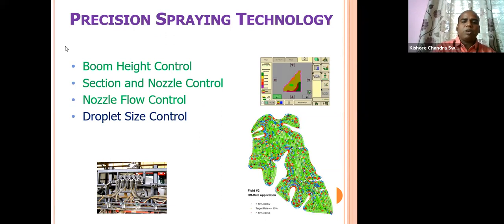In precision spraying technology, as I discussed earlier, in the areas where we have crop, we should spray less. In the areas infected with pests, we should use more spray. We have variable rates depending on the inputs. We have 4 rates here, 5 rates.